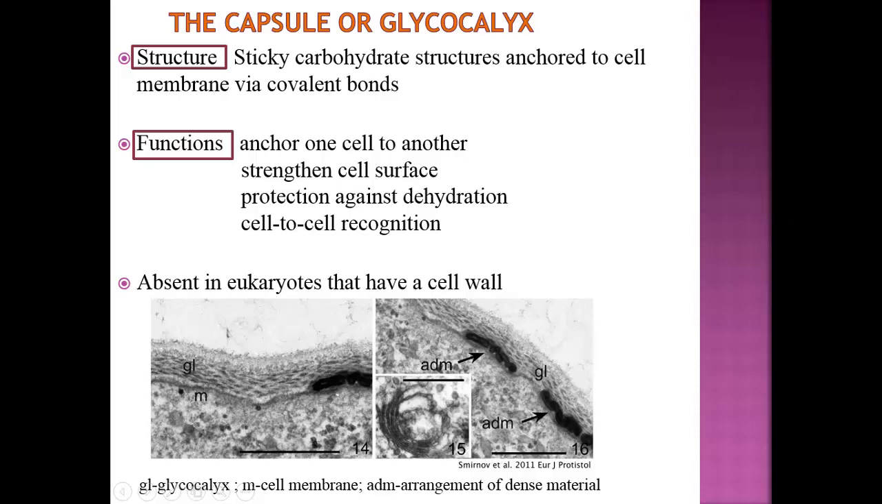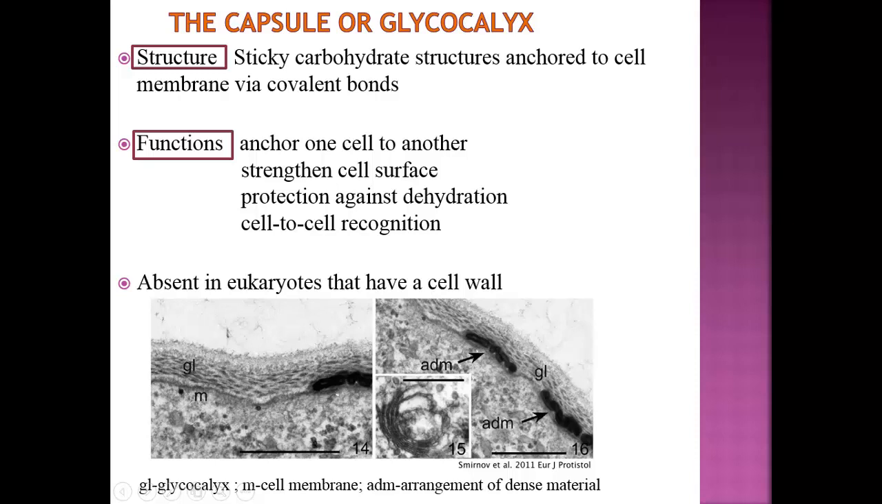The capsule is a sticky structure anchored to the cell membrane via covalent bonds. It has several functions. The main functions are to anchor one cell to another, to strengthen the cell surface, to provide protection against dehydration, and for cell-to-cell recognition. Capsules are absent in eukaryotes that have a cell wall, that is, in plants and fungi.